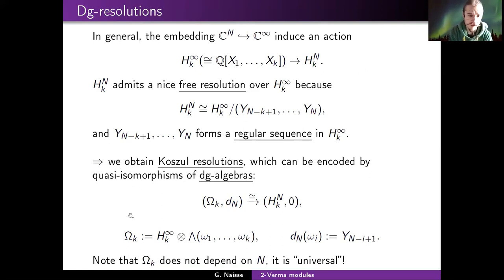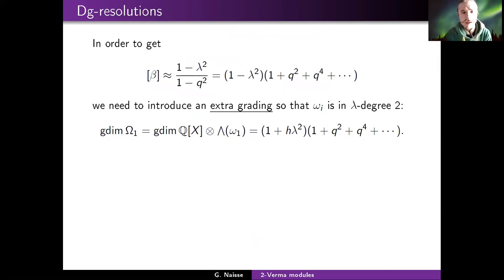And the interesting thing here is that this space Omega_k, the underlying algebra of my DG algebra, does not depend on n. So somehow it is universal. And so now the idea is that we will use this universal DG algebra to get the categorification of the Verma. And for this, we just need to introduce our extra grading such that, for example, the graded dimension of Omega_1, which is just Q[x], the cohomology of the infinite projective space, tensorized with an exterior algebra in one variable, so basically Q[x] plus Omega_1 Q[x], has the graded dimension corresponding with my quantum beta, with one minus lambda squared and one minus q squared. And so to do this, I just need to put Omega_1, and in general Omega_i, in lambda degree two.